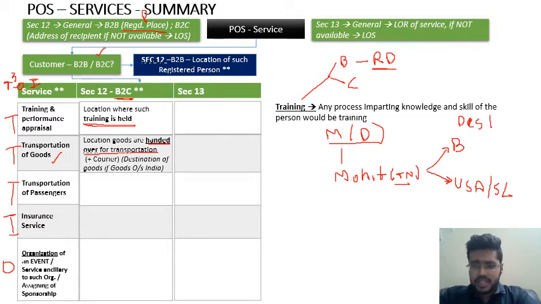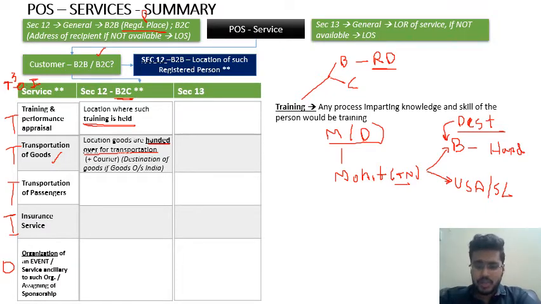So if the destination of the goods, that is the place where the goods are going to reach, is within India, then the place of supply is going to be the place where it is handed over for transportation, right? So this is when the goods are transported to a place within India.